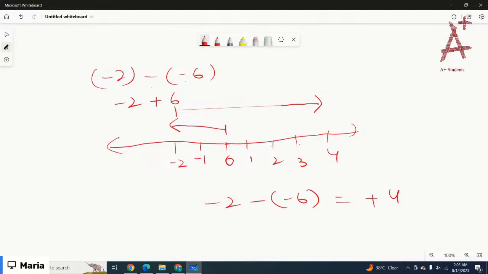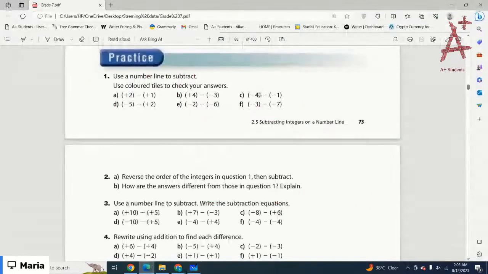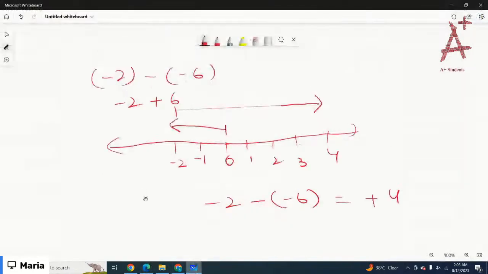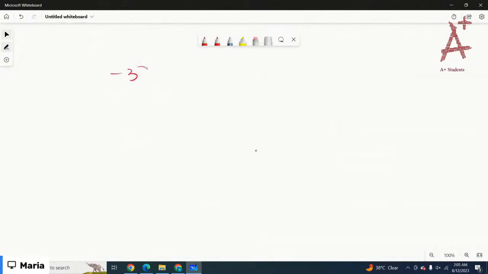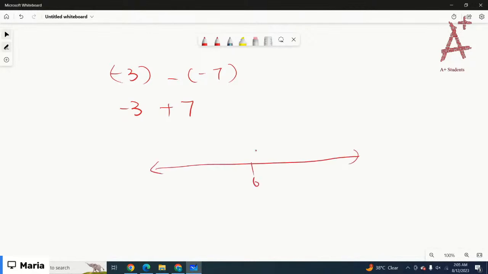Okay, the next one is the last one, -3 minus -7. Again, subtracting a negative number is same as adding. So basically you have -3 plus 7. Just draw a number line. Here you have 0, -1, -2, and -3. So here you have -3. So start from here and go 7.